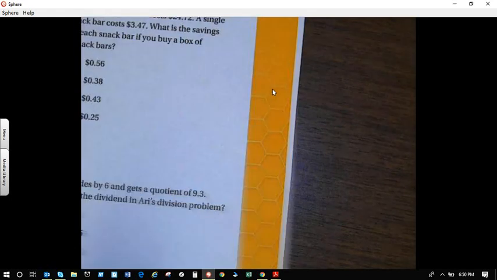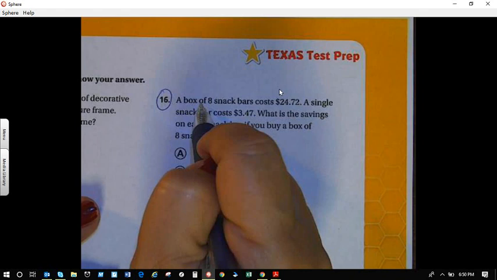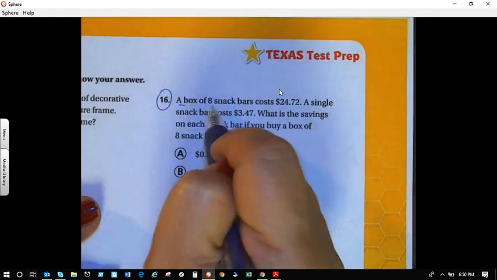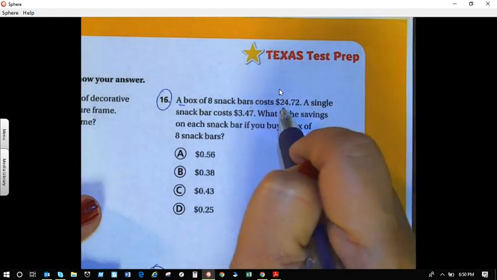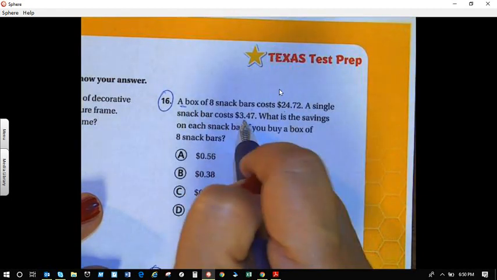All right, so now let's look at 16, 18, and 20. A box of 8 snack bars cost $24.72. A single snack bar costs $3.47.